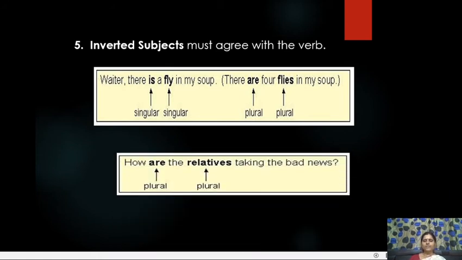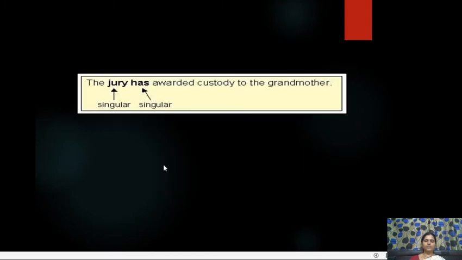How are the relatives taking the bad news? Here also the same thing. How are the relatives taking the bad news? So we are talking about relatives, and relatives is the subject of the sentence. So the verb that is used is also plural.